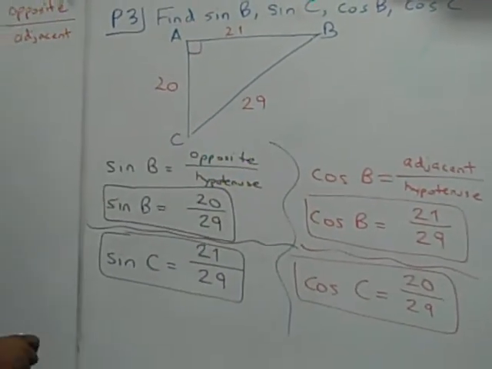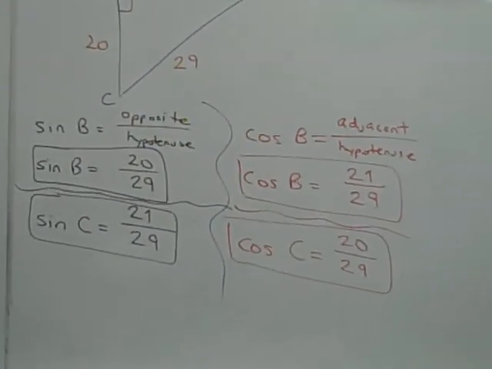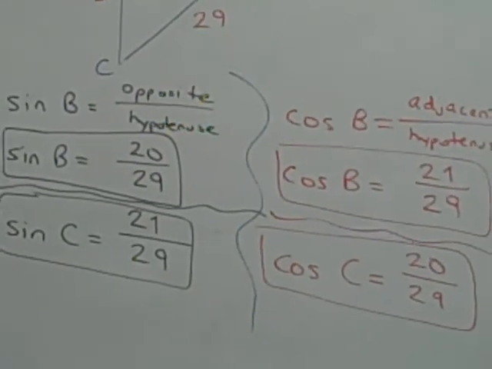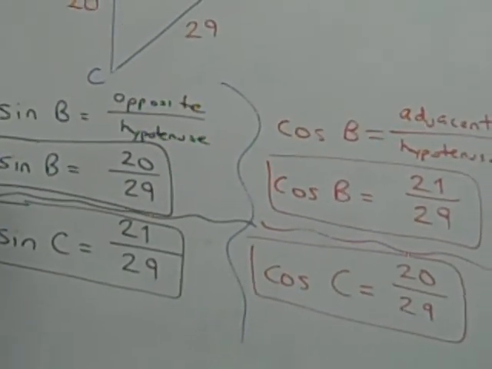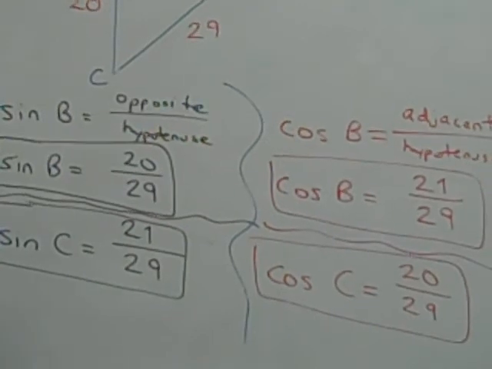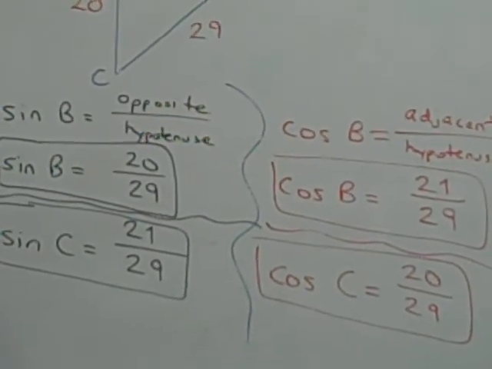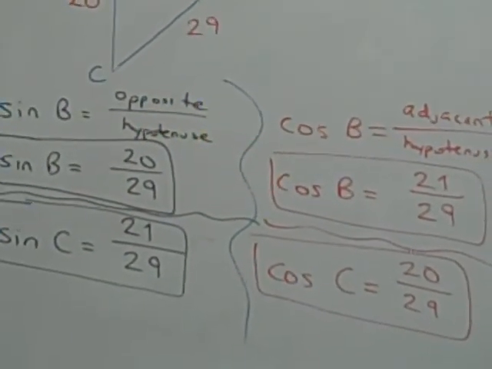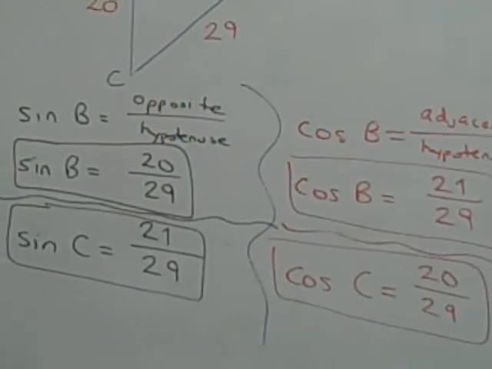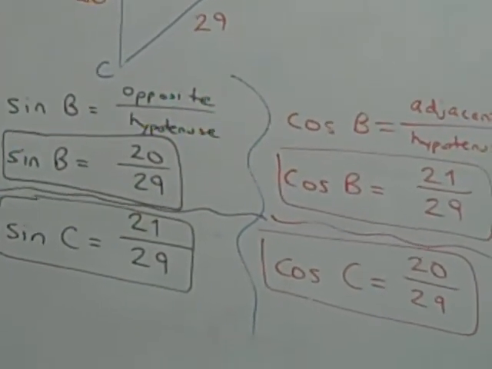So therefore, there are four ratios for this problem. Sine of B is 20 over 29. Sine C is 21 over 29. Cosine of angle B is 21 over 29. And the cosine of angle C is 20 over 29. Okay?